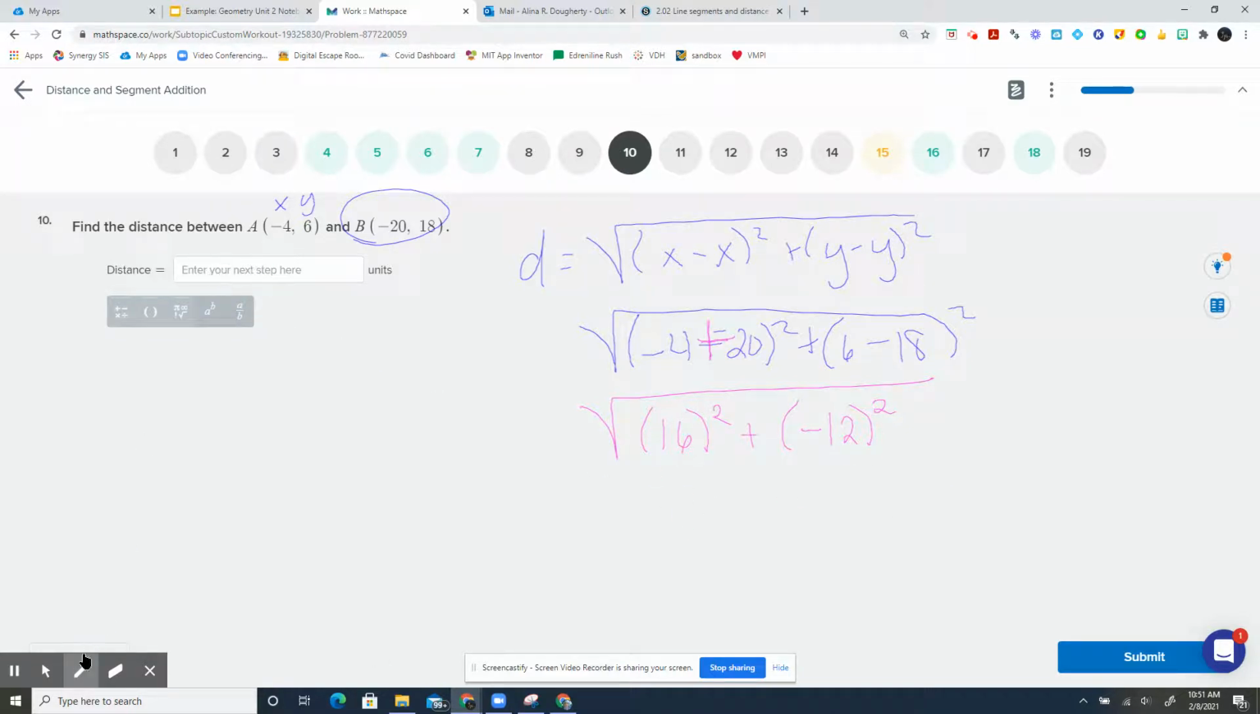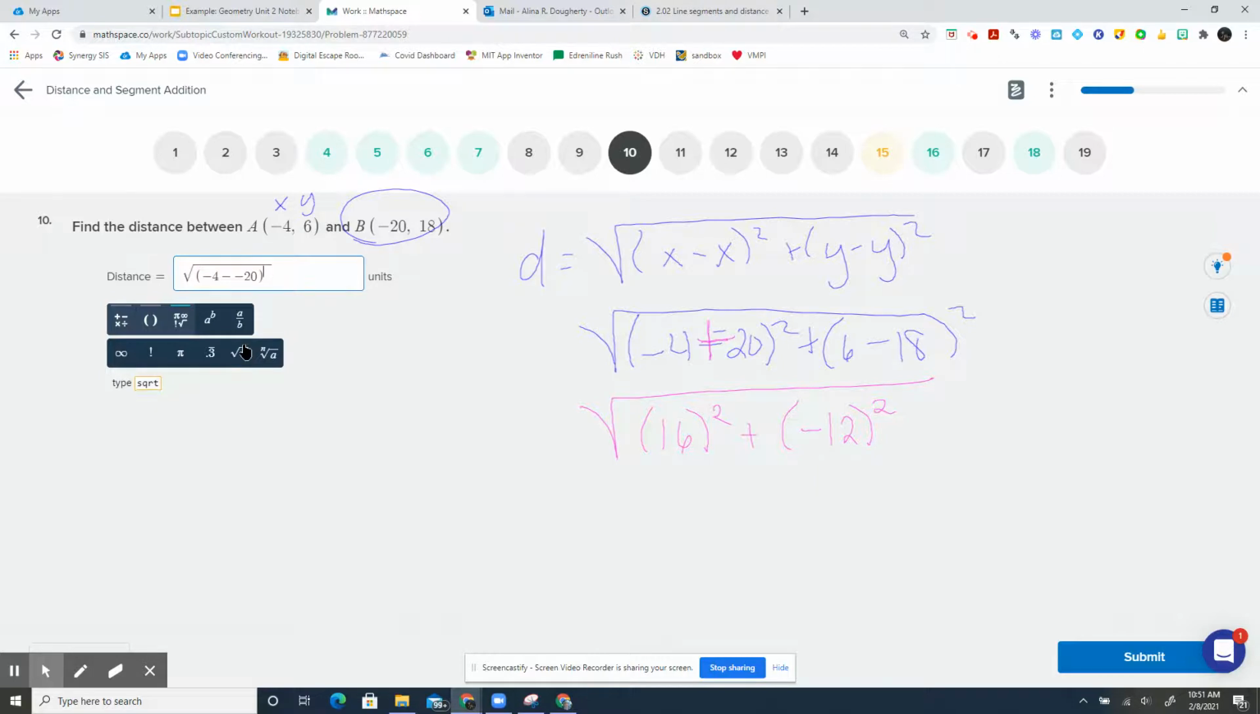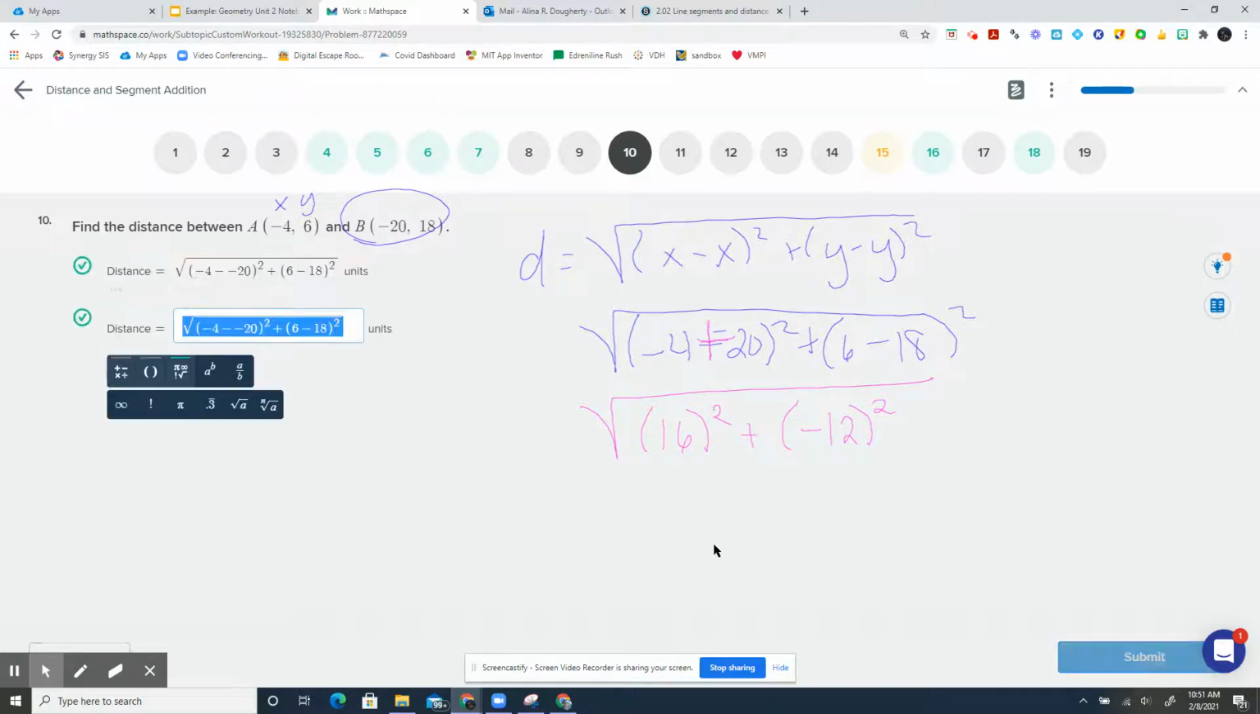Distance, enter your next step here. So my next step, ladies and gentlemen, is going to be probably this piece. So I want that square root. And then you're going to do -4 minus -20 squared plus 6 minus 18 squared. Hopefully that is what they want.